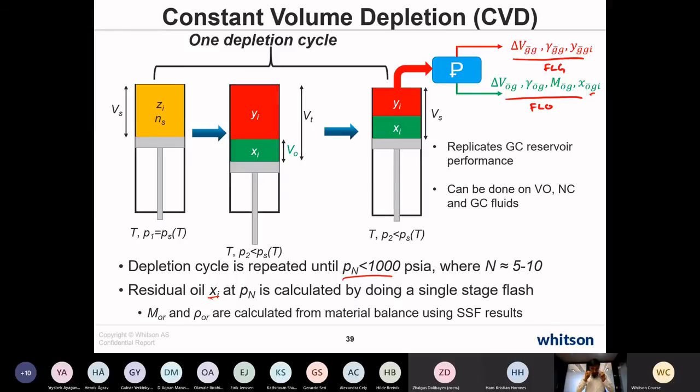Regarding all these compositional measurements, we will go through them in more detail tomorrow. There is a dedicated PowerPoint on the compositional measurements. So if you're confused about what a single stage flash is and why we are doing it, it will be more clear when we go through that tomorrow in more detail.